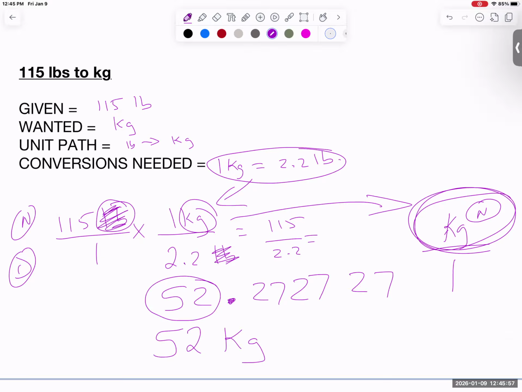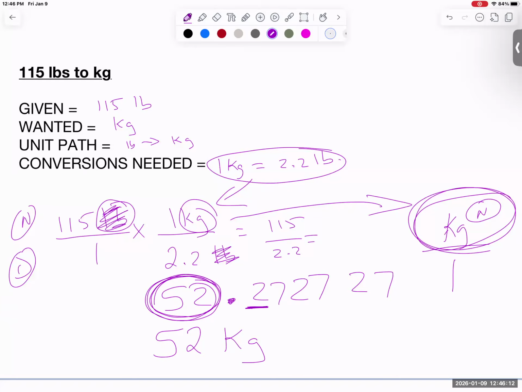So how do I make my decision? Do I make this 53 or keep it at 52? I look to the number to the right. If that number's not 5 and higher, I'm keeping it 52. Okay? So the answer is 52 kilograms.